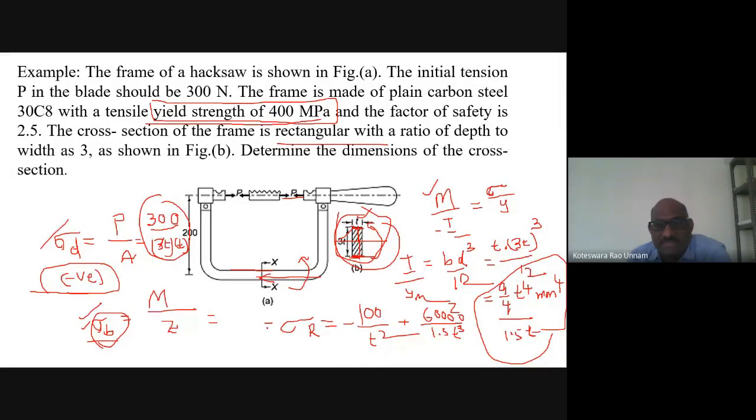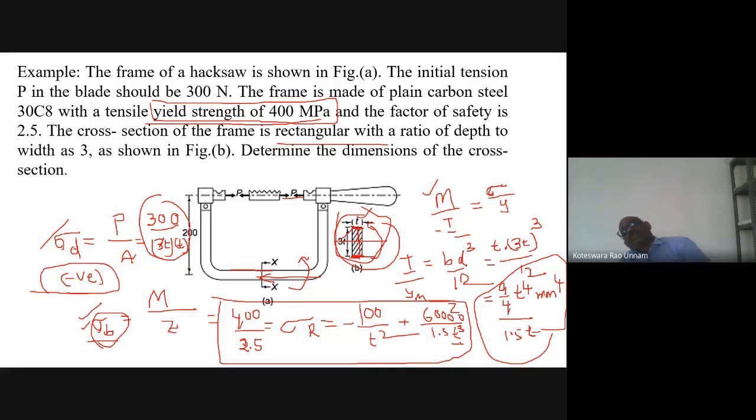So what is the sigma? The sigma should be either less than or equal to your yield strength divided by factor of safety, which is 2.5. So now this is the equation you need to solve. In this entire equation, the only unknown is TQ. So now you take, I explain the procedure how to do that.